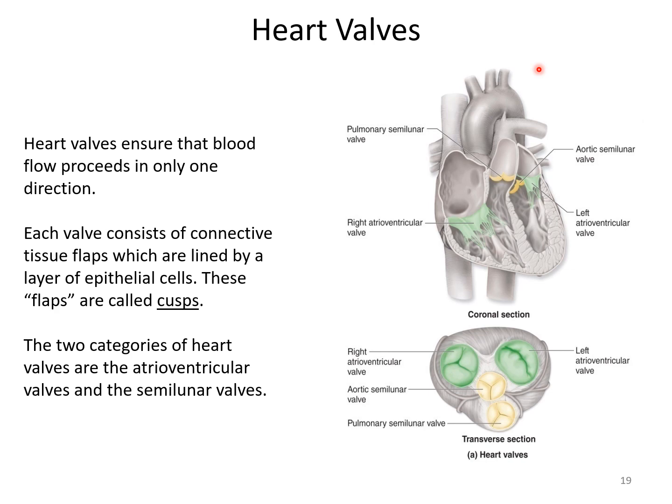Each valve consists of connective tissue flaps, which are lined by a layer of epithelial cells, and we call those flaps cusps. That's where we get the bicuspid and the tricuspid. We've got the two categories of the valves. We have the atrioventricular valves here and here. Here you can really see the tricuspid 1, 2, 3 versus the bicuspid 1, 2. And then we've got the semilunar valves, aortic and pulmonary semilunar valves.